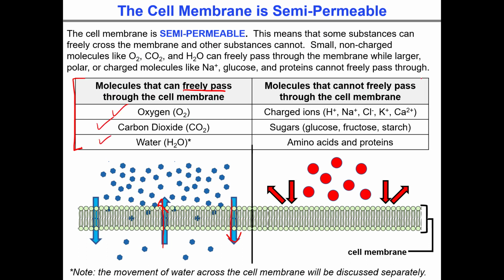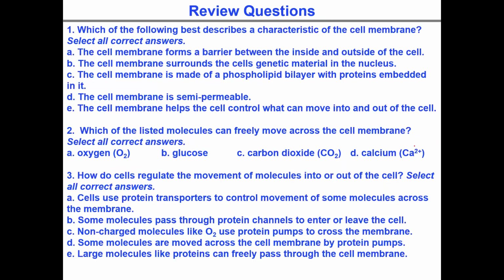Now, some molecules, although they're very important for our cell health and life, are not going to be able to come in and out as they please. We're going to need to utilize some of those protein channels and pumps in order to let these in. So they're going to be much more regulated. Some of those are going to be charged ions, sugars, as well as amino acids and proteins.